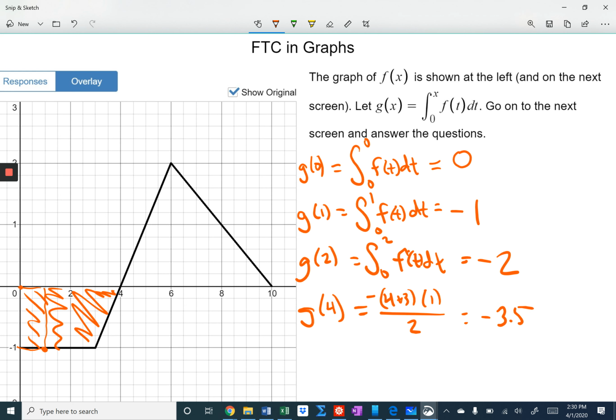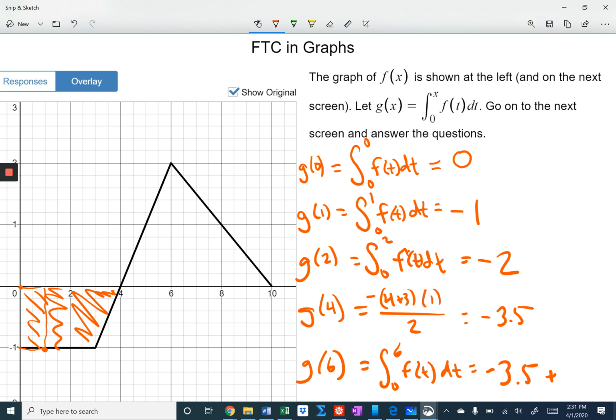Now let's do one more. I'm going to skip g of 5 and just jump to g of 6. You can fill in g of 5 and the rest. So g of 5 is going to be the definite integral from 0 to 5, f of t dt. Well, from 0 to 4, that's negative 3.5, so I'm going to need that, and then I'm going to add to it from 4 to, I said 0 to g of 6, I put 5 right there because I was talking about 5 while I was writing.